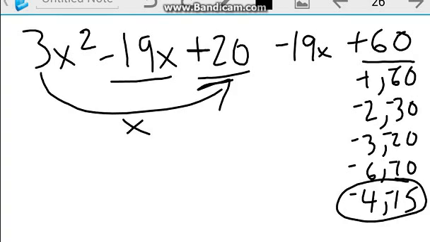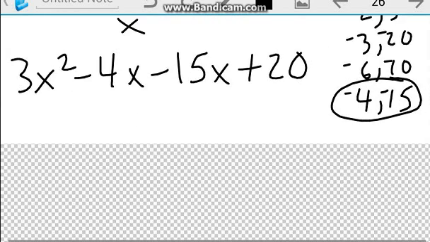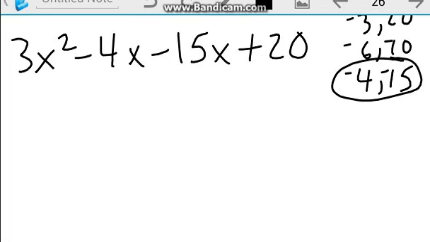Now, here's where it gets slightly complicated. We're going to replace the 19x in the original problem with these two terms. So we're going to have 3x squared, and we're going to write minus 4x minus 15x plus 20, like so. Now we have 4 terms. So what do we do when we have 4 terms and we want to factor? We want to do factoring by grouping.